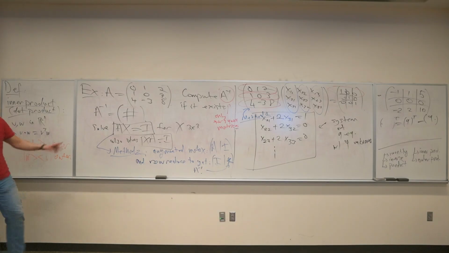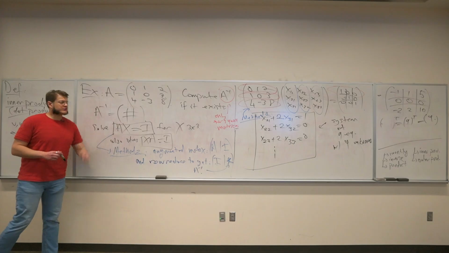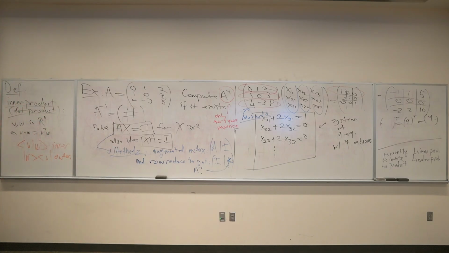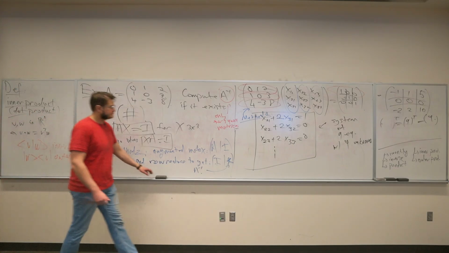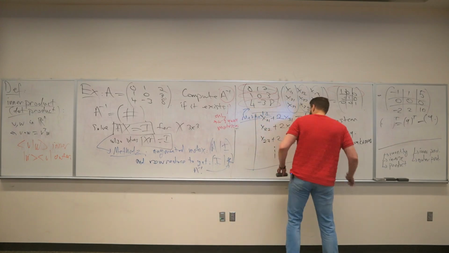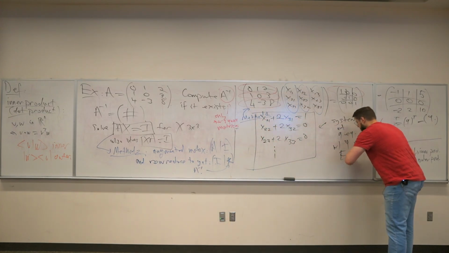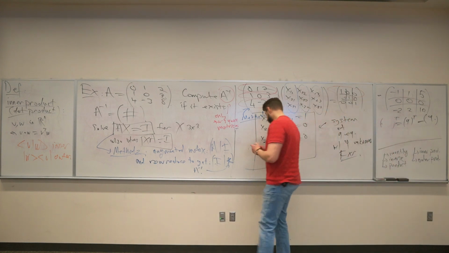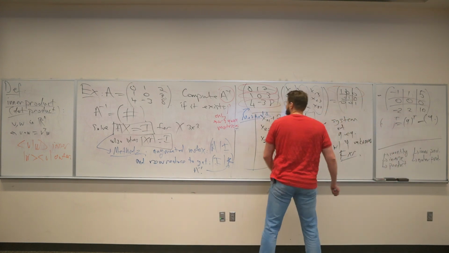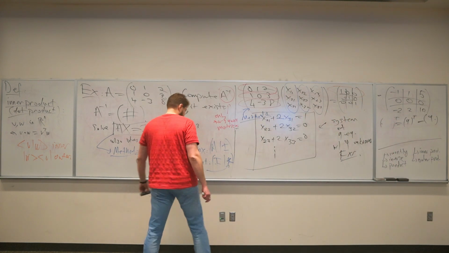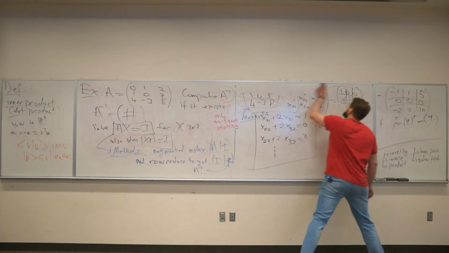I'll leave you to think about why this would work. I just want to go ahead and do this row reduction. Also, I'm going to leave this to you to finish if you have extra time. This is method 1.